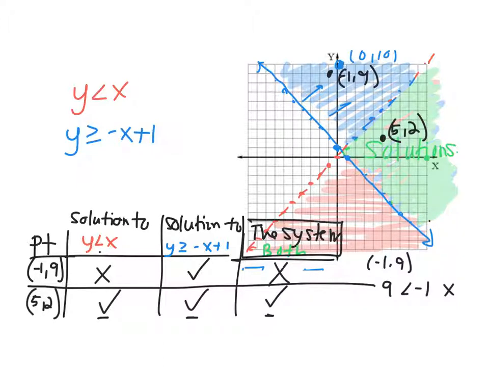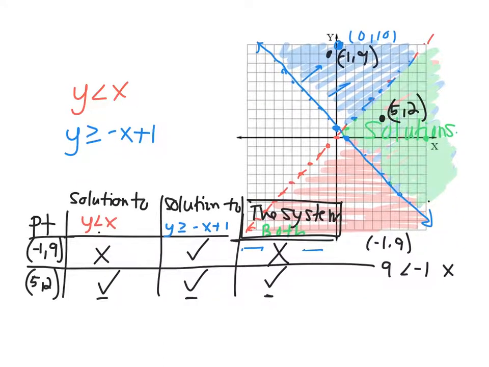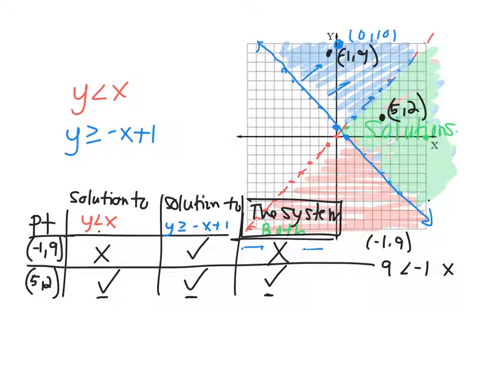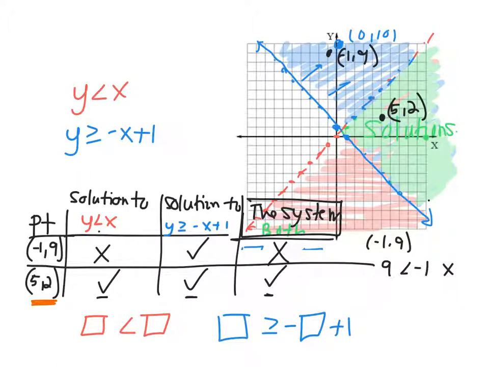And of course, we could check that algebraically. Let's say we didn't have a picture. How could I know that the point 5, 2 is a solution to the system? Well, I just check both original inequalities. Does it satisfy the first one, in other words, is y less than x, and does it satisfy the second one, is the y value bigger than or equal to the opposite of your x value plus 1? So I could just go ahead and plug in the numbers.